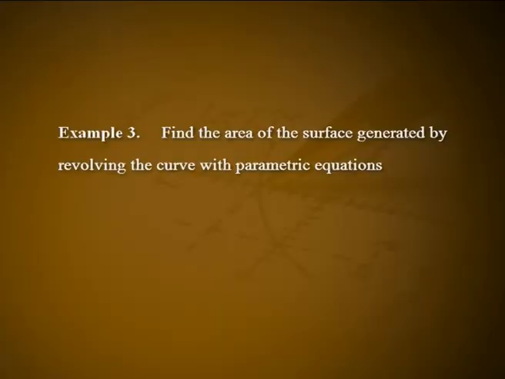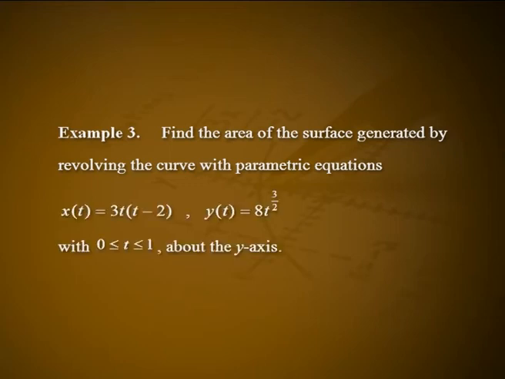Example 3. Find the area of the surface generated by revolving the curve with parametric equations x of t is equal to 3t into t minus 2, y of t is equal to 8t raised to 3 by 2 with 0 less than or equal to t less than or equal to 1 about the y axis.